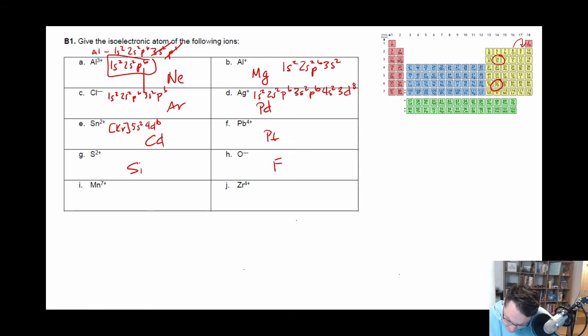Magnesium 7+: our magnesium is right here. If we take 7 off, we go 1, 2, 3, 4, 5, 6, 7, so that should give us the argon configuration. And then zirconium is right here. We do zirconium 4+, we should end up with krypton. And that's how you approach it. You can write it out, or you can just move your way through the periodic table as well, making sure that you're paying attention to everything.